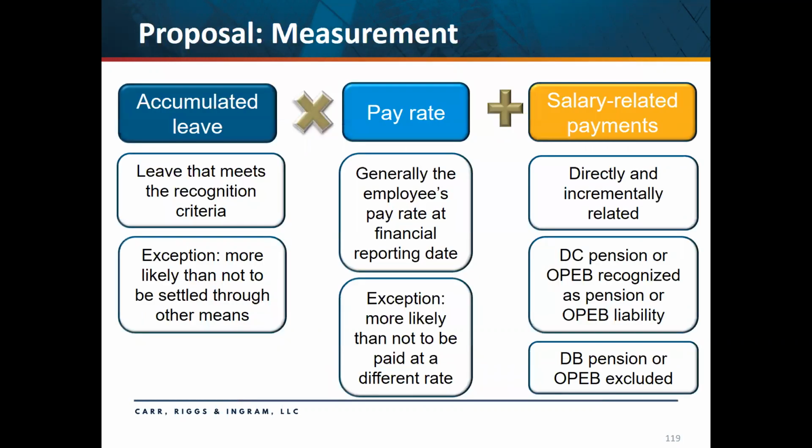So the proposed measurement would be that accumulated leave, the leave that meets the recognition criteria, times the pay rate. Generally, that's going to be the employee's pay rate at the financial reporting date, plus the salary-related payments, so directly and incrementally related DC pension or OPEB recognized as pension or OPEB liability, and defined benefit pension or OPEB excluded.